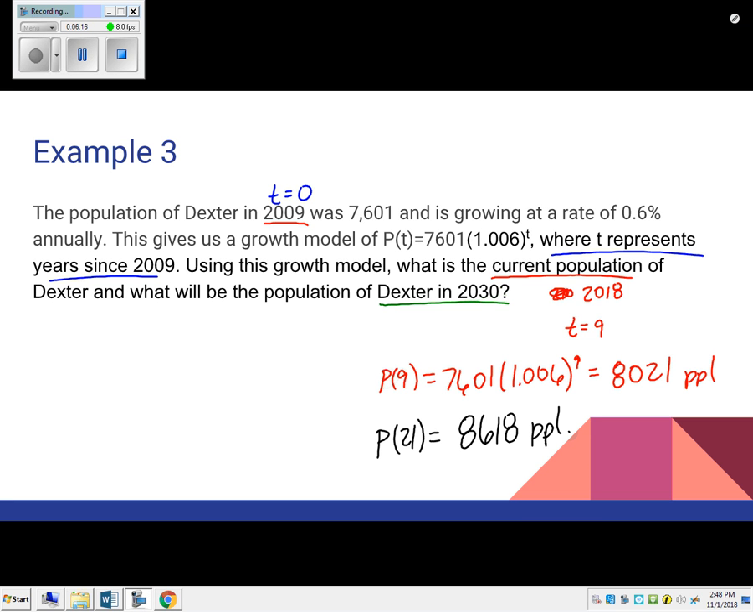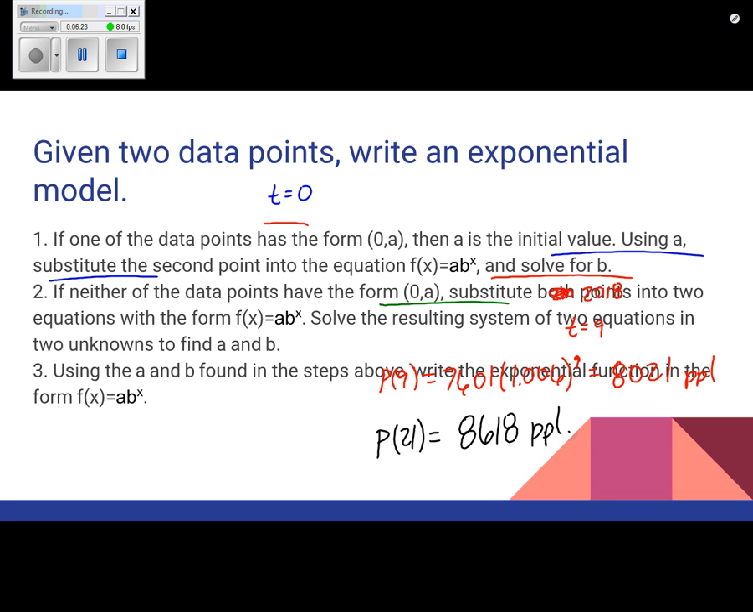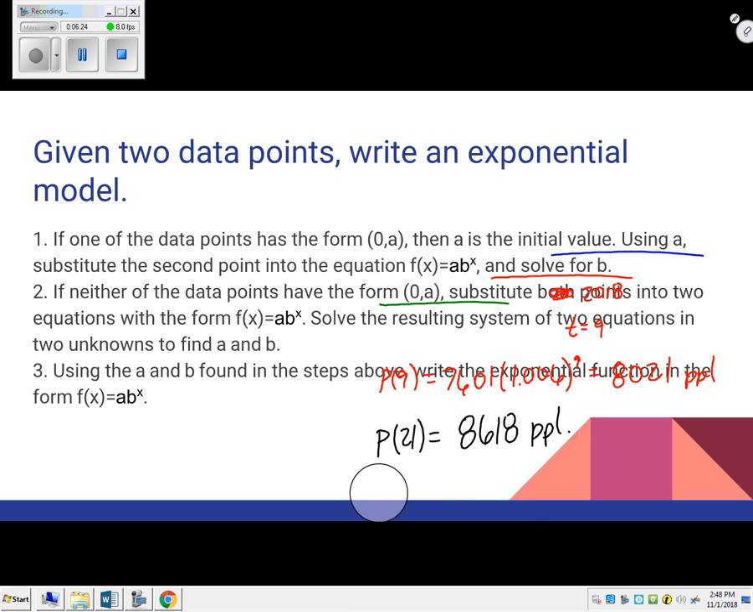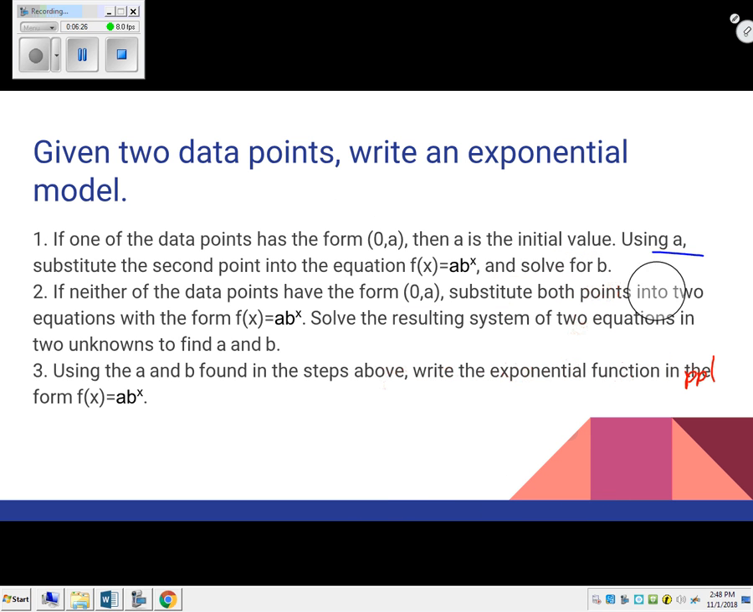T in that case is equal to 21, and we get 8,618 people. Now, we're not always just gifted a nice equation like we have been. Sometimes we're not given an equation, and the whole point of the problem is coming up with our own equation.